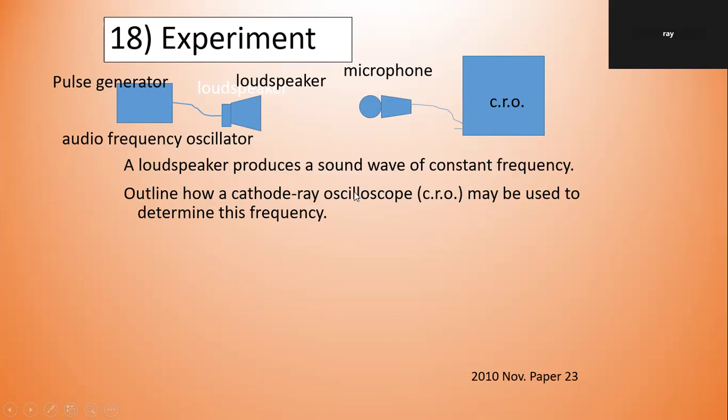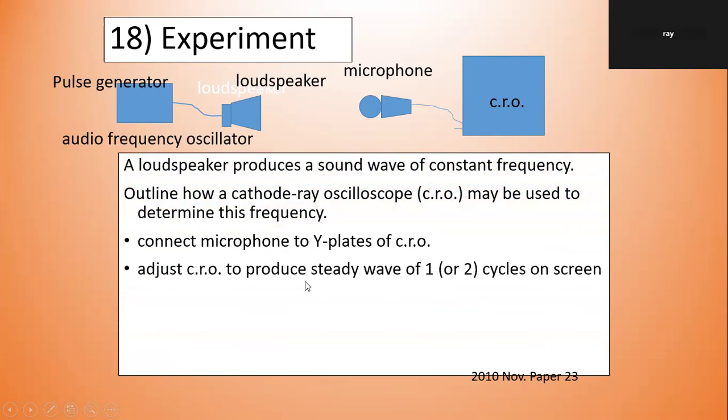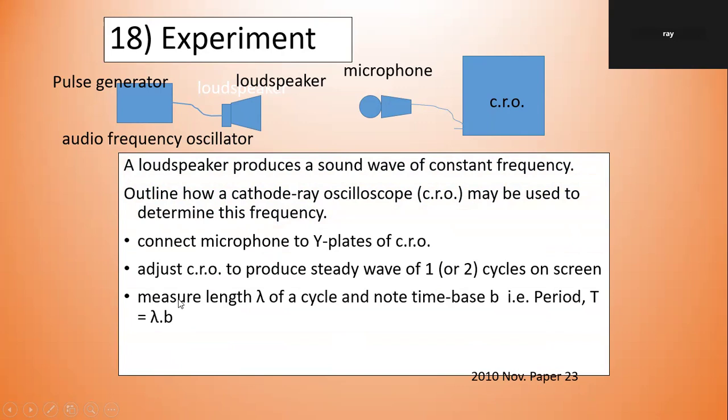Outline how a cathode ray oscilloscope may be used to determine this frequency. This one came out in November 2010, paper 23. Just a simple diagram is good enough. Connect the microphone to the Y plate of the CRO. Adjust the CRO to produce a steady wave of 1 or 2 cycles on the screen. Measure the wavelength of one cycle, which is the period, and note the time base. The period is the length times the time base, and frequency is 1 over the period.